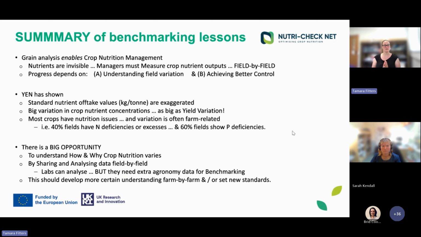And when we think about what we can do, what we can take home from this is that there's a big opportunity for us to understand how and why the crop nutrition varies. We can do this by sharing our data and analysing the data field by field. The labs can analyse this, but they do need the extra agronomy data if we want to do any benchmarking. If you can do that, then this can really develop a more certain understanding of the farm by farm, and potentially set new standards for our nutrition decisions. So that's what I'd like to talk about.